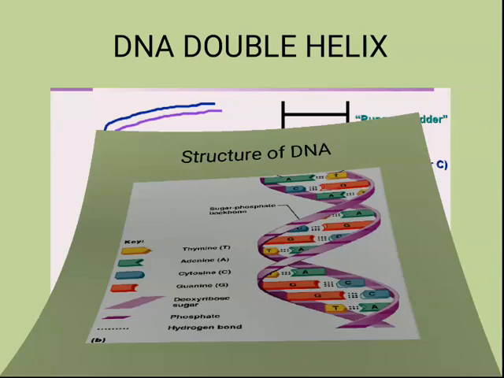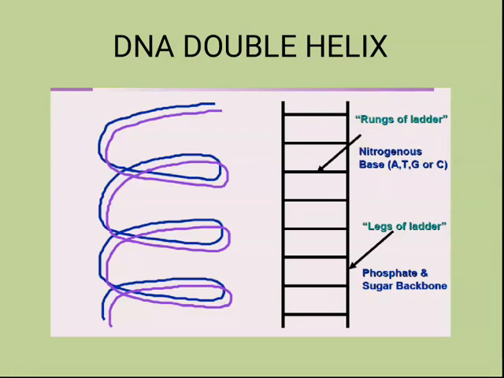Coming now to the secondary structure of DNA. Actually, the structure of DNA was proposed by Watson and Crick in 1953, and they proposed a double helical structure for DNA. According to them, DNA molecule consists of two deoxyribonucleotide chains that are spirally coiled around each other on a common axis. And this coiling is generally a right-handed coiling.